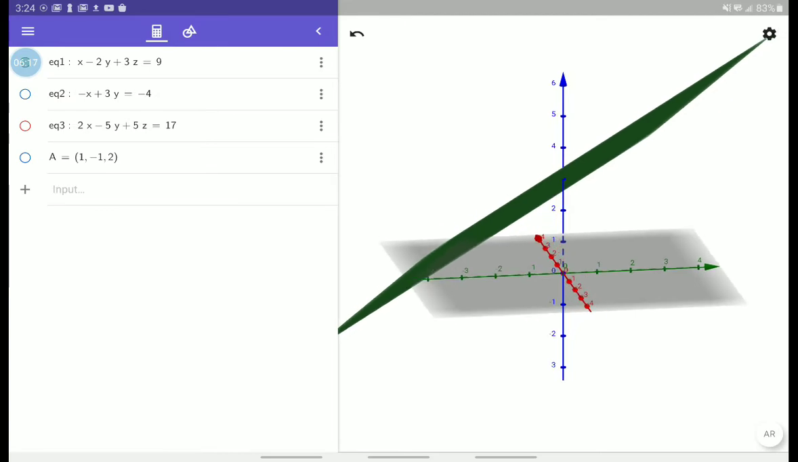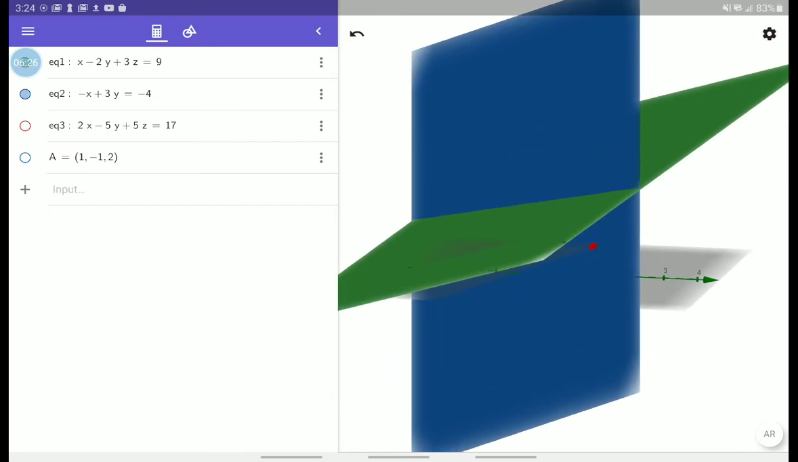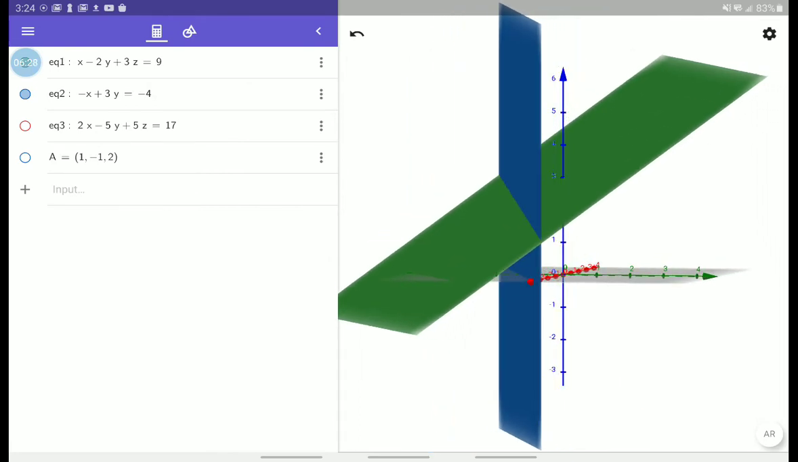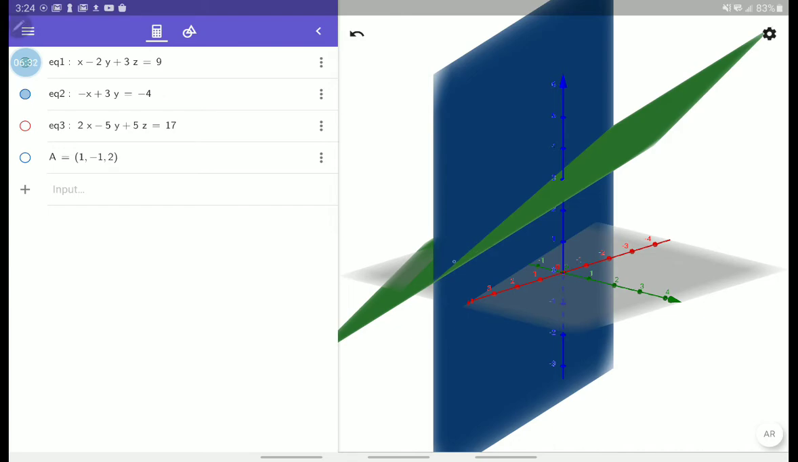If I graph that second equation, which is negative x plus 3y is equal to negative 4, that's also a plane in 3 dimensions. You can see now we've got two planes, and there's an intersection for those two planes right along this here, if you can see my cursor there.